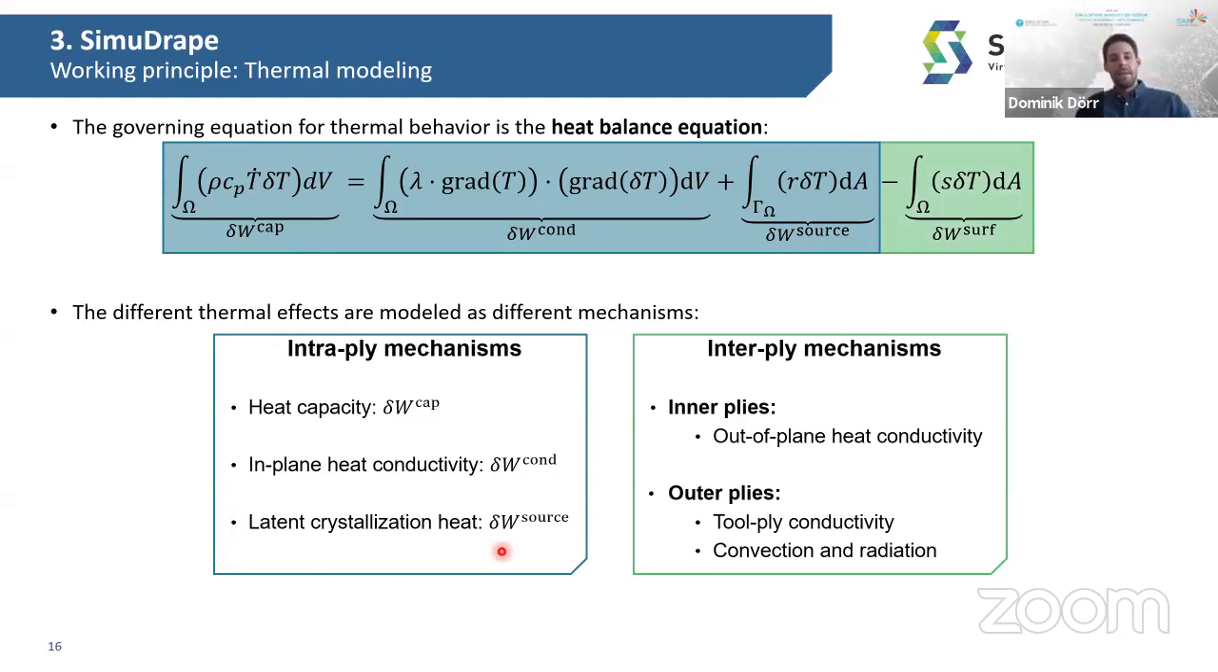And we also have the inter-ply mechanisms. For the inner plies, this means that we are accounting for the out-of-plane heat conductivity, and for the outer plies, we are accounting for, of course, the tool-ply conductivity, because at all the points where we have a tool-ply contact, this is going to be a major heat sink for our plank. And at the free surfaces, we are accounting for convection and radiation.